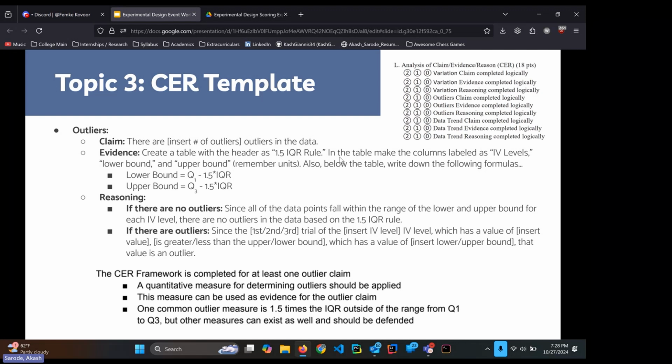And what I used to do is I would make a table, and the tables had columns labeled as IV levels, lower bound and upper bound. And I would just write down the lower bound and upper bound for each IV. And I would also just provide the formula that I used to find the lower bound and upper bound. And I mentioned that I was using the 1.5 IQR rule. So that's something you could do as well when you're doing CR for outliers.